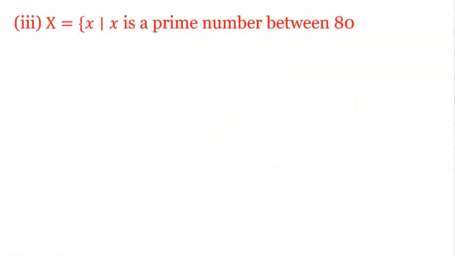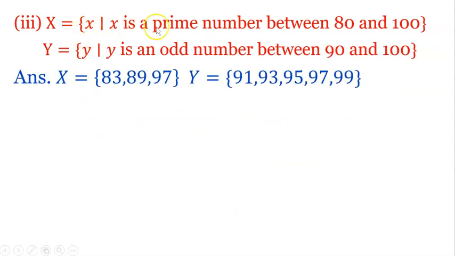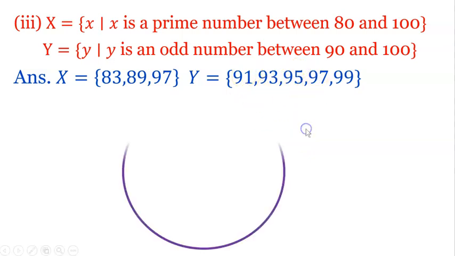Okay. And in this way, we have represented the sets P and Q by Venn diagram. Next example, X is equal to {x such that x is a prime number between 80 and 100}. Therefore, the prime numbers between 80 and 100 are 83, 89, 97. Y is equal to {y such that y is an odd number between 90 and 100}. From these we need the odd numbers: 91, 93, 95, 97, 99. Okay. Now we'll show by the Venn diagram.